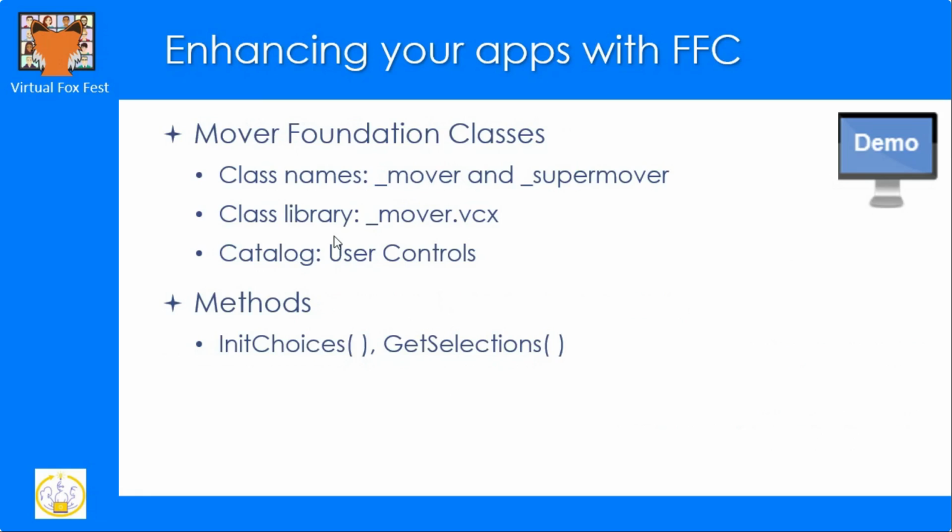in the component gallery. And the two methods that we're interested in are the initialize choices method and the get selections method. The way this is designed, it wants to work from an array. So you initialize the choices by providing an array that contains the choices you want to allow the user to choose from. And then the get selections method will allow us to retrieve the ones that were selected. So this is your side-by-side list where you can select and unselect from one side to the other.